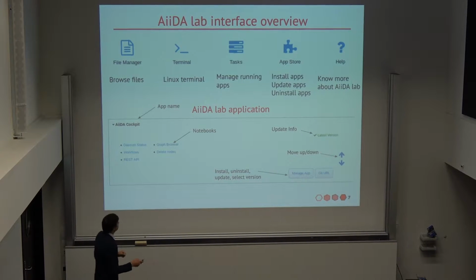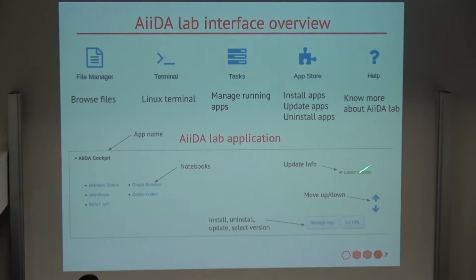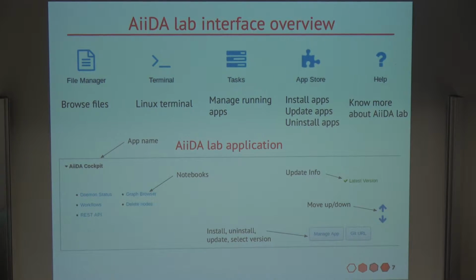And then you have update information. If you have an update, this will become yellow and will say that there is an update available. You have up and down arrows, and you have install, and update available on the manage app button. So now let's log in to IdleUp and see how these things work.